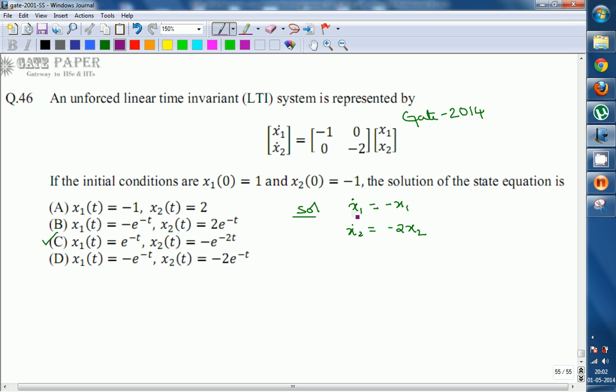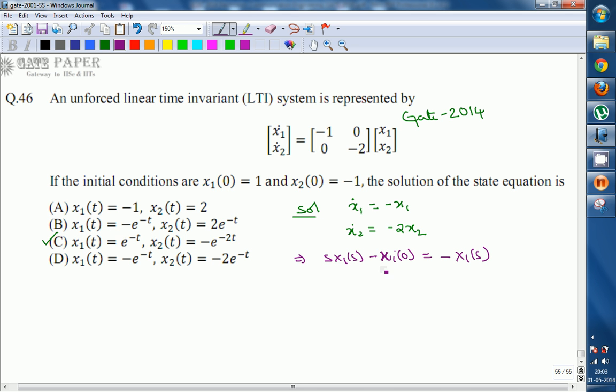So we know that x1 dot is nothing but d by dt of x1. So the Laplace transform of d by dt of x1, here given the initial conditions also, so I will apply the unilateral Laplace transform here. So we will get this as s into X1 of s minus x1 of 0, this is small x1 of 0, equals minus X1 of s.